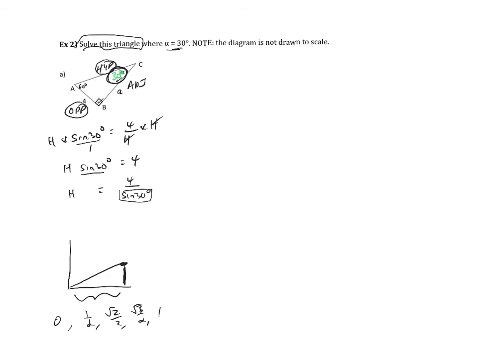I know that sine 30 is going to be this one here, the y value. This is the shorter one, so I'm going to be using the half. In other words, this is 4 divided by 1 over 2. You do that, it gives you an 8.